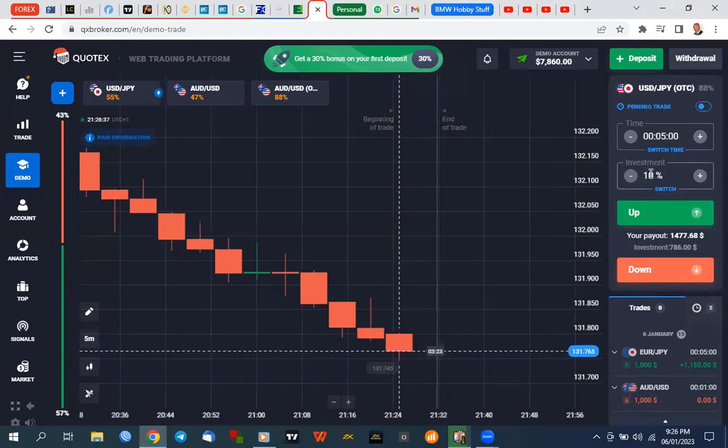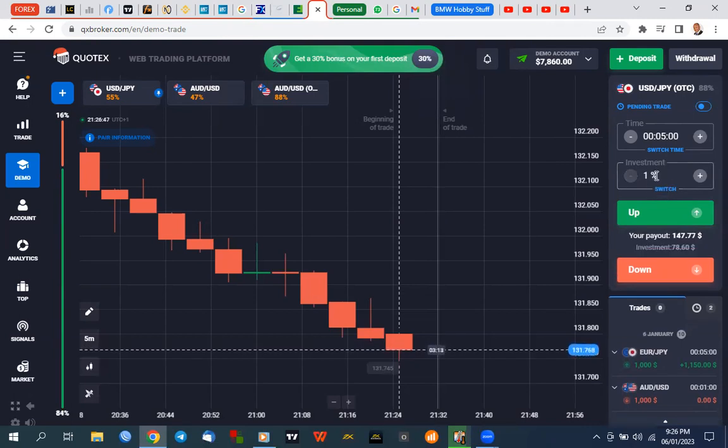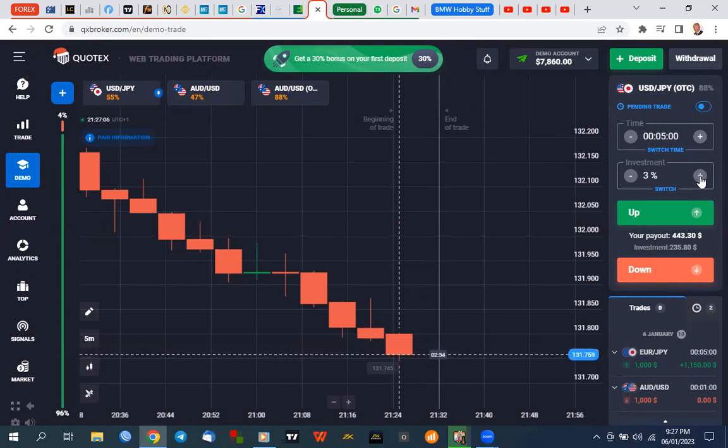We use 2 to 3%. At this broker, you can switch between percentage and the actual amount you want to trade with in this place. So we use 2 to 3% for our trades. It's advisable so that 2 to 3 trades will give you 5 to 6%.